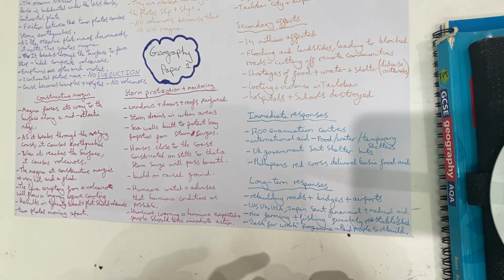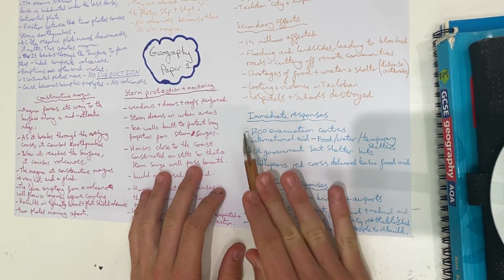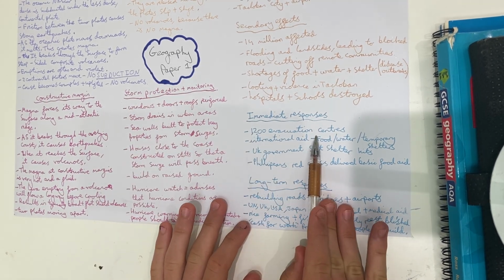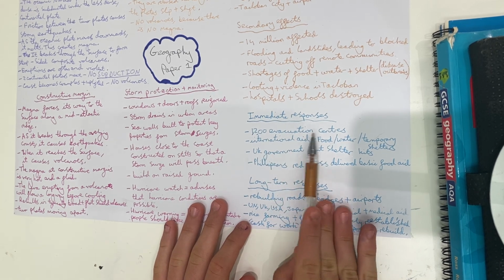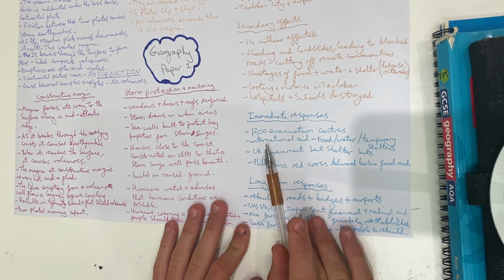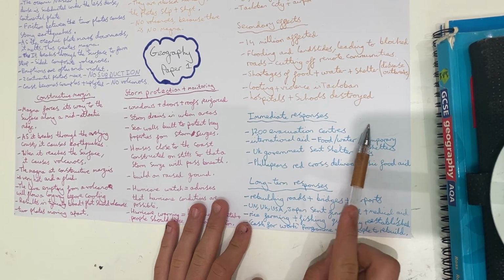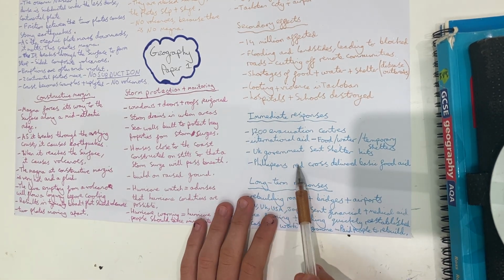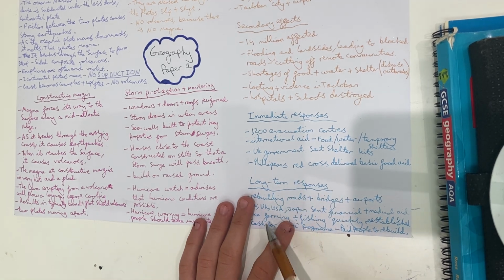So then we have the responses. For immediate responses, once again, you can see there's always at least 4 points. I put 1,200 evacuation centres, international aid, food, water and temporary shelters put up. The UK government sent shelter kits, including basic food supplies and children's toys, like colouring crayons and stuff. The Philippines Red Cross delivered basic food supplies, so canned goods and all that stuff.